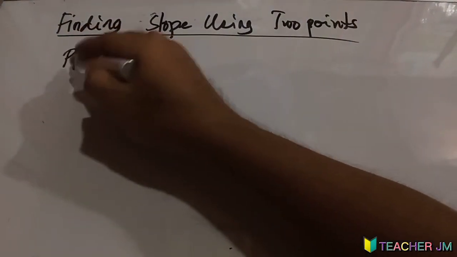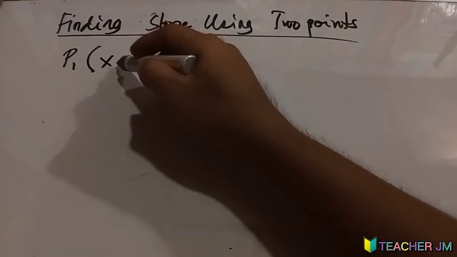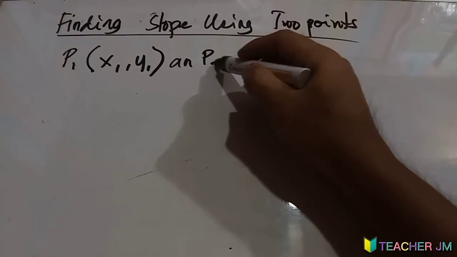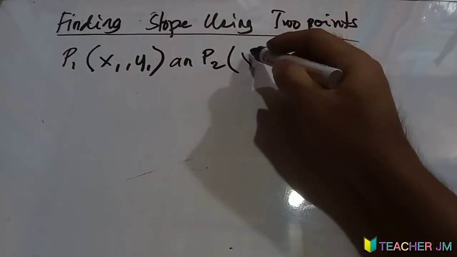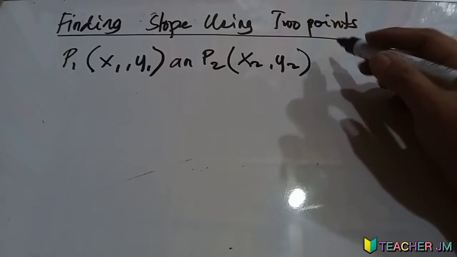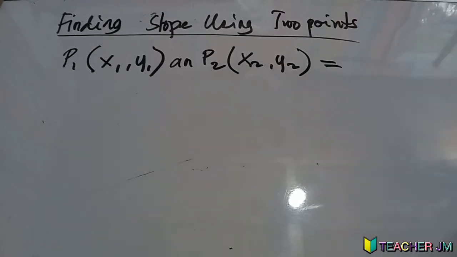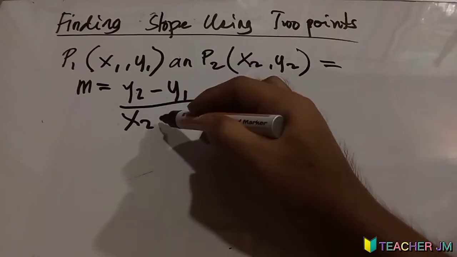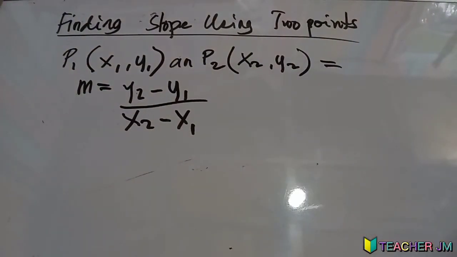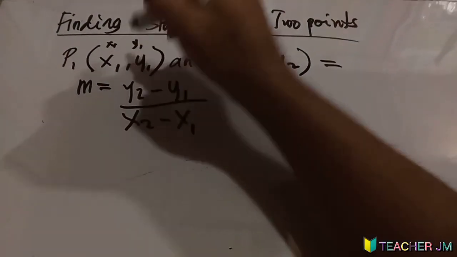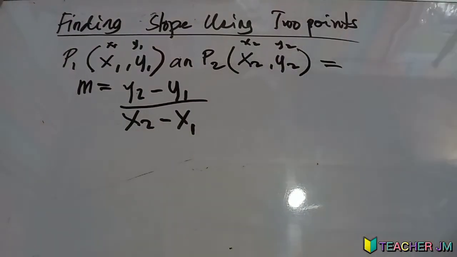So, if P sub 1 is the quantity of X sub 1 and Y sub 1, and P sub 2 is the quantity of X sub 2 and Y sub 2, this is using the formula of what? Ano ang formula natin dito? Ito, slope equals Y sub 1 minus Y sub 2 over X sub 2 minus X sub 1, since ito ang ating X sub 1, Y sub 1, and X sub 2 and Y sub 2. Nakuha. Okay, halimbawa.